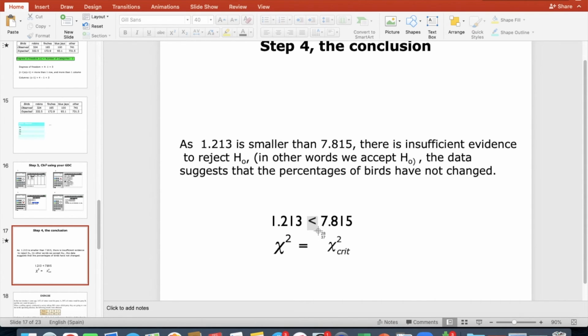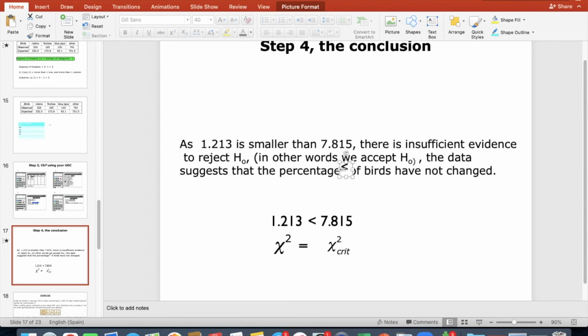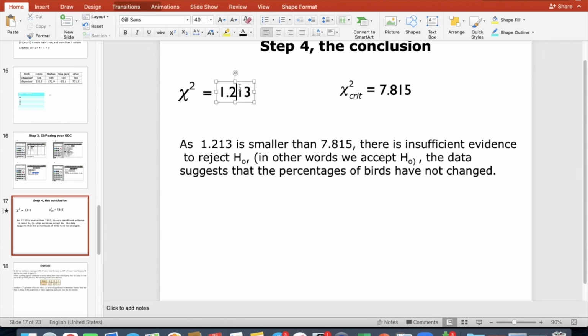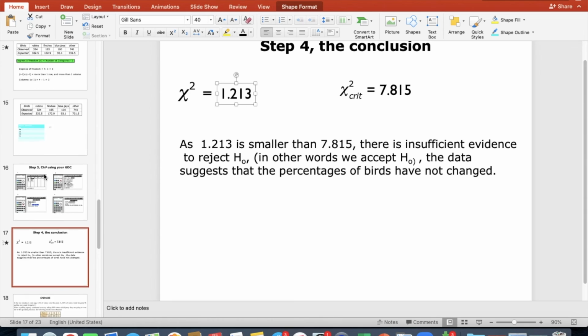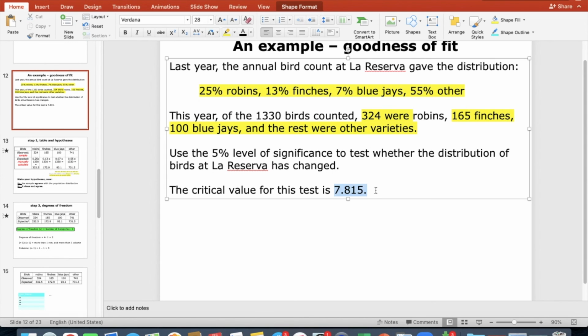This process is the same as what we did before, because the rejection and the acceptance policy is exactly the same. So because this chi-squared value is smaller than our critical value, which is given in the exam, we need to accept H0, because what this means is that as this value, our chi-squared goodness of fit, is smaller than our critical value, we must accept H0, which means we reject H1.